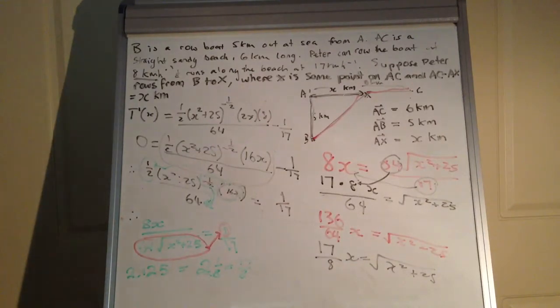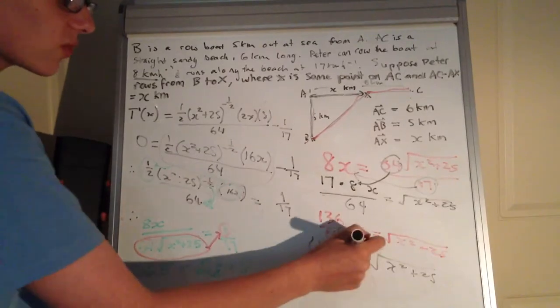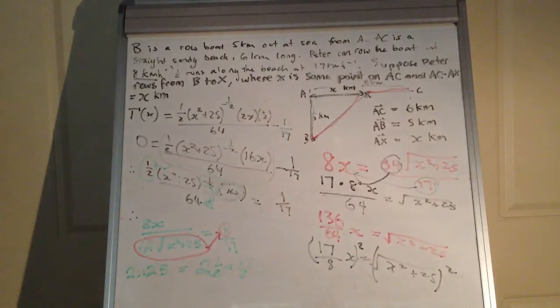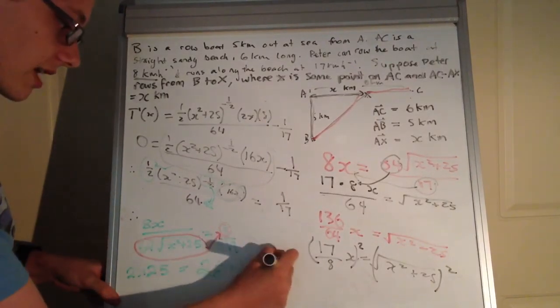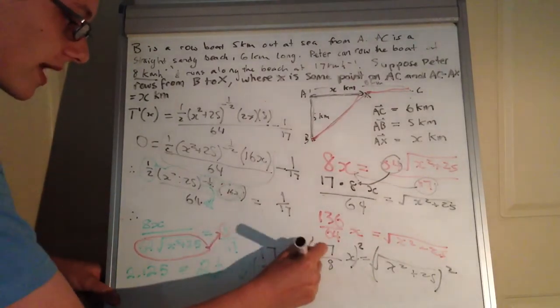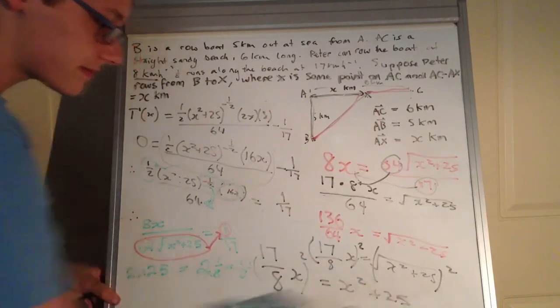And from this, we are able to finish off and work out what x is going to be equal to. So we have this here. What we do is we square both sides, because when we square a square root symbol, the two operations sort of cancel each other out. So from that, we're going to just end up with x squared plus 25 on that side. So again, I'll write it here. 17 over 8 x squared equals x squared plus 25.